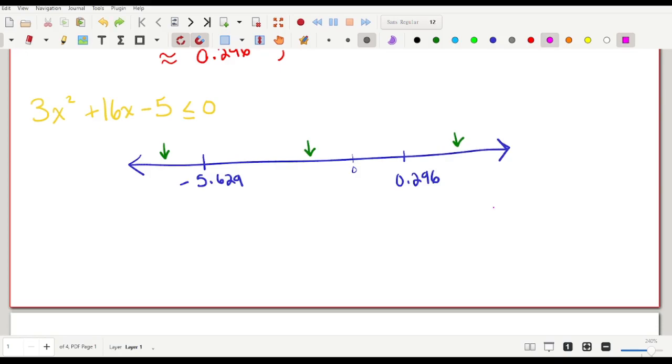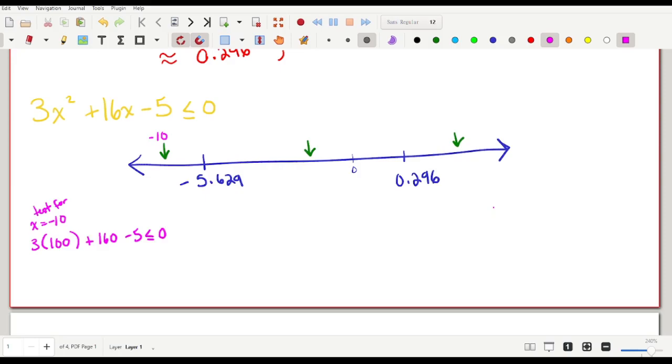So what's a good test value for this? Now, -6 is everyone's choice that they would immediately go to, but I'm going to do -10 just because 10 is an easy number, because then I can do 3 times 10 squared, which is 100. So I'll do 3 times 100 plus 160, because 16 times 10, because we're supposing that x equals -10 here. We're going to test for x equals -10. And then we do -5, and we have to say, is that less than or equal to 0?